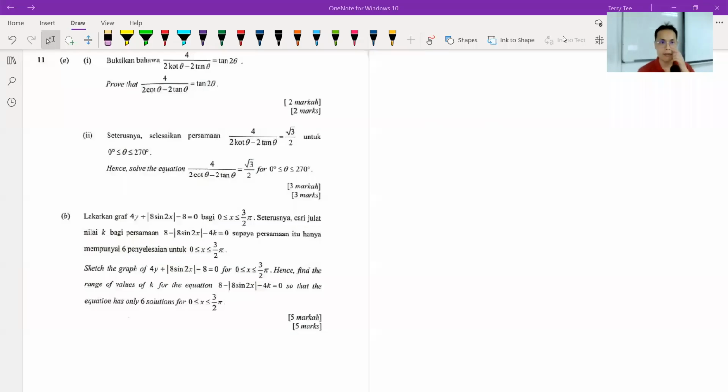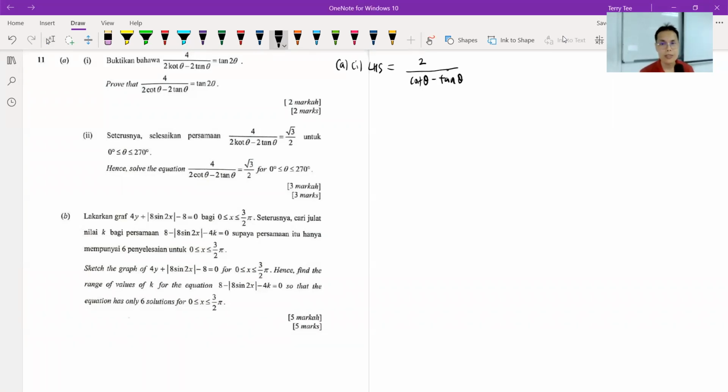Okay, question number 11. So here we're supposed to prove that 4 over 2 cotangent theta minus 2 tangent theta equals tangent 2 theta. So this one is trigonometry. So I think we start from the left-hand side. But from the left-hand side, you can see you can divide everything by 2, top and bottom. So if I just divide top and bottom by 2, I'll get 2 over cotangent theta minus tangent theta.